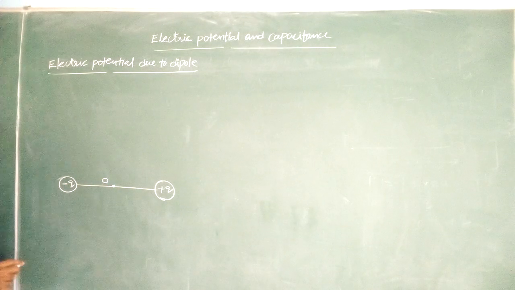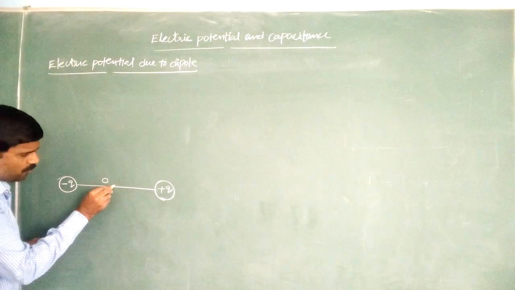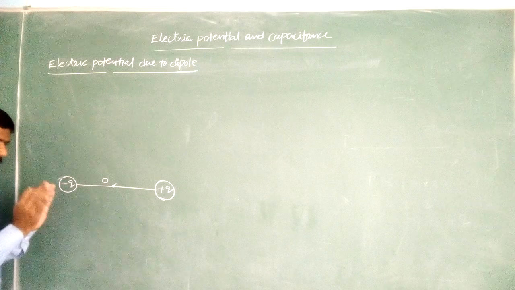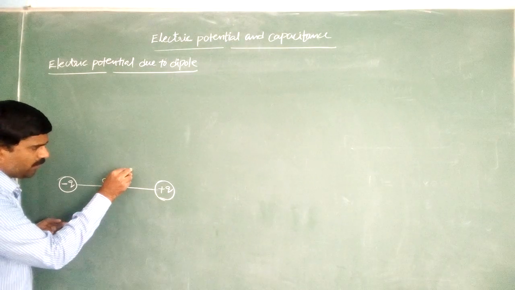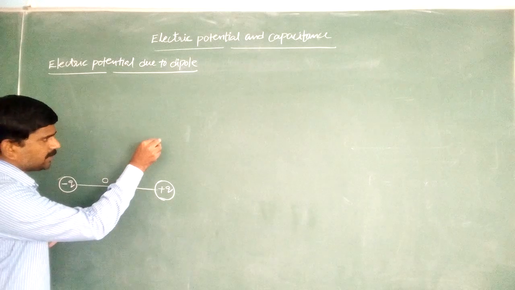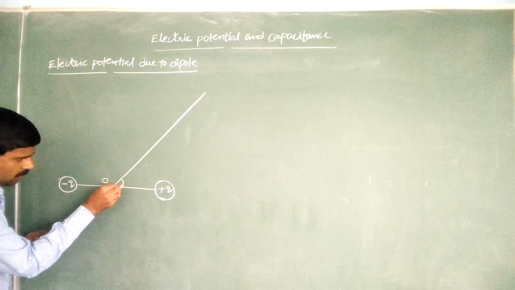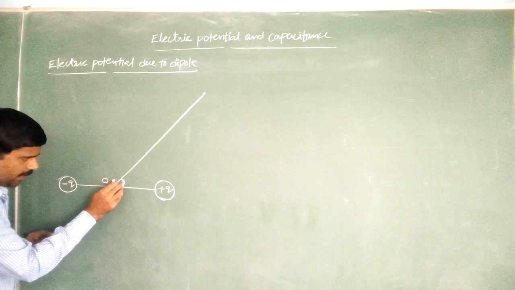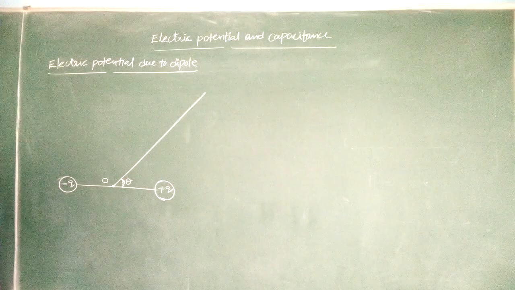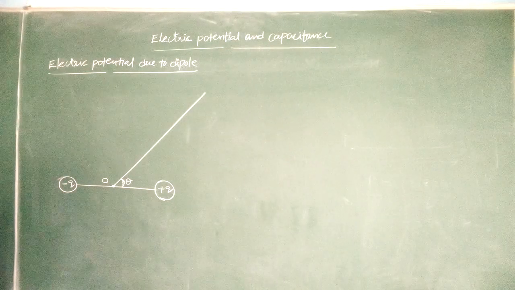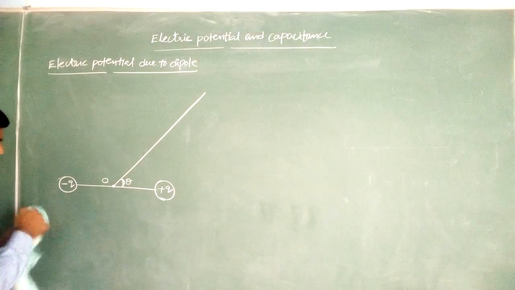O is the midpoint. Right now we want to find out the electric potential at a point on the line that is passing through the midpoint of the dipole and makes a certain angle theta with the horizontal. Here this one is the angle.